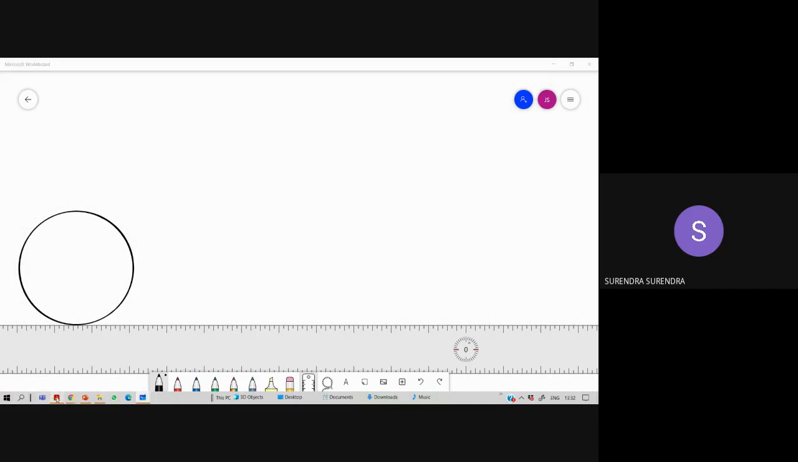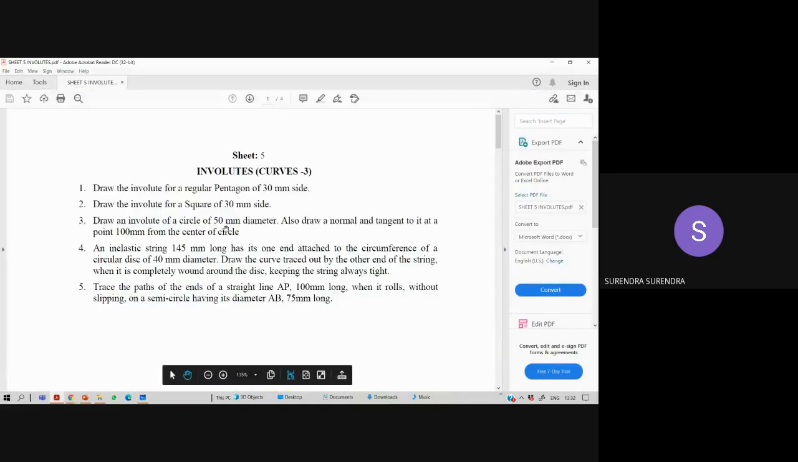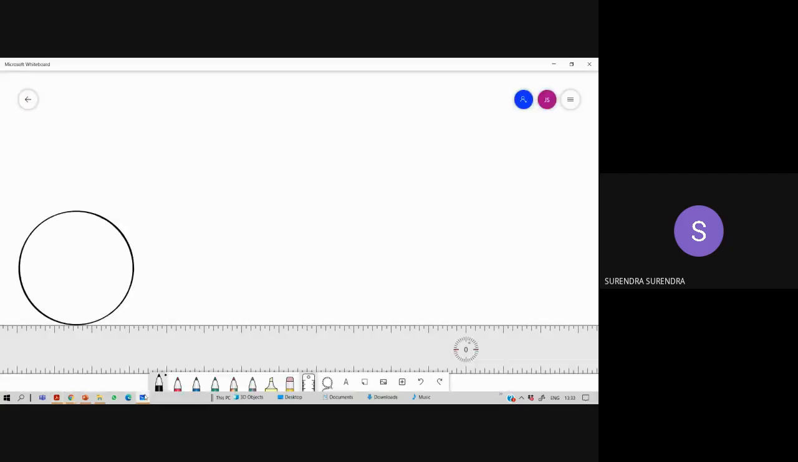So here in this problem, the diameter is given as 50 mm. So what is pi into 50? Calculate. What is the value? Pi into 50? 157 mm. So draw a horizontal line indicating the total length of the string, 157 mm.